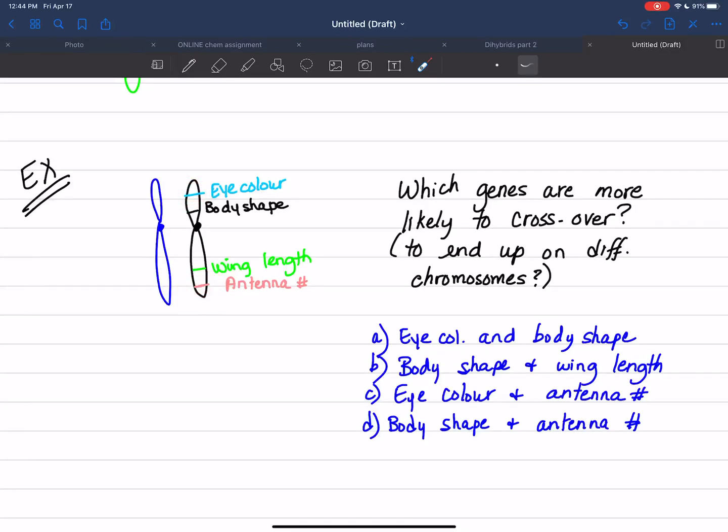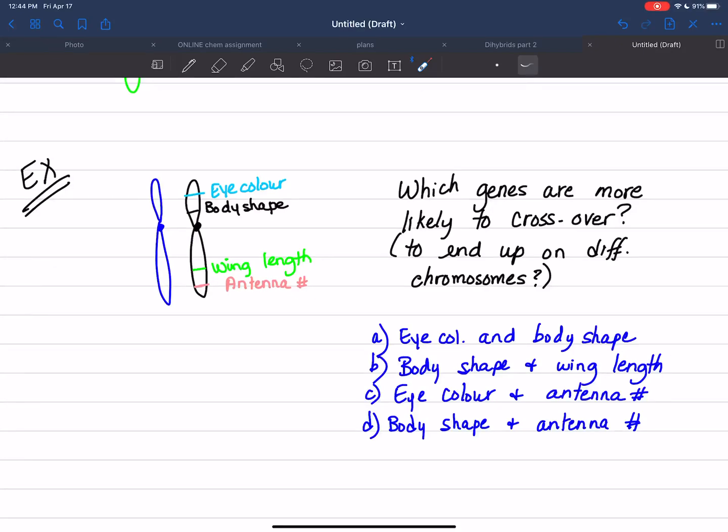So chances are I could have a break here and this eye color would end up there and antenna could stay. Or antenna could break and go over here and eye color would stay. So then that would mean that these guys could probably cross over quite often. Body shape and antenna. So again, we're in the same spot here. Antenna could break off. Body shape is pretty close to the centromere. So chances are it's going to stay.